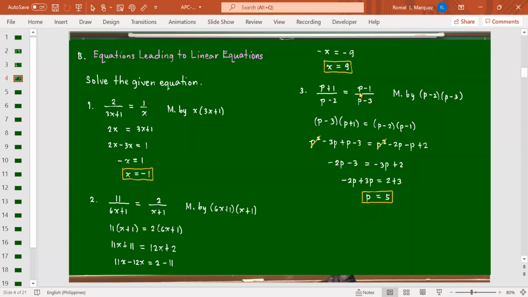Okay, so again, what we do not want here, p equals 2 or p equals 3, because p equals 2 will make the left side undefined, making the denominator 0. P equals 3 will make this denominator 0, hence will be undefined for the right side. So we do not want that also. No? So since we did not get any of those values, this is a solution.